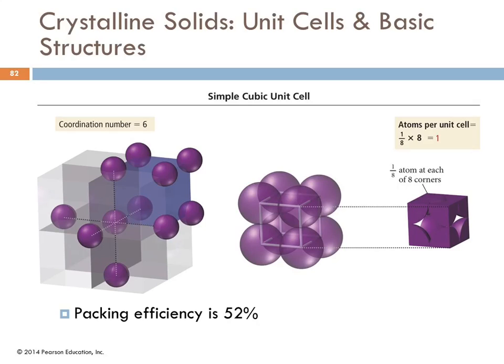Well, for this one, you can look at it as horizontal and vertical planes, but not all of them work very well that way. The packing efficiency is 52%, which means of the volume that the whole structure takes up, 52% of it is atom and 48% of it is empty. So that's not a real high packing efficiency.